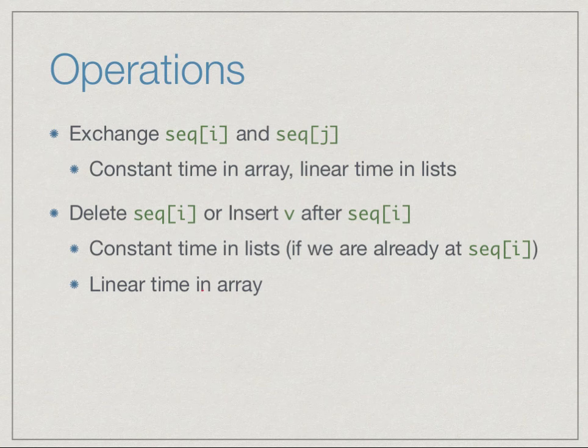On the other hand, as we have already seen, if we want to delete the value at position I, or insert a value after position I, this we can do efficiently in a list because we just have to shift some links around. Whereas in an array, we have to do some shifting of a large bunch of values before or after the thing, and that requires us to take time proportional to I.